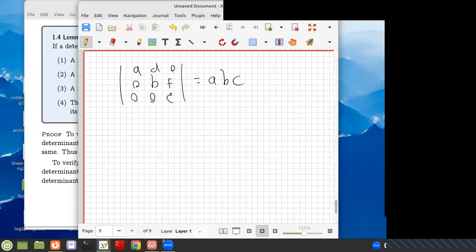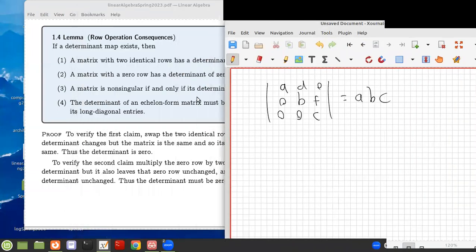Once I get it to echelon form, I don't need to get it to reduced echelon form. I just need to read off the entries there. So that also simplifies the calculation of determinants a little bit.